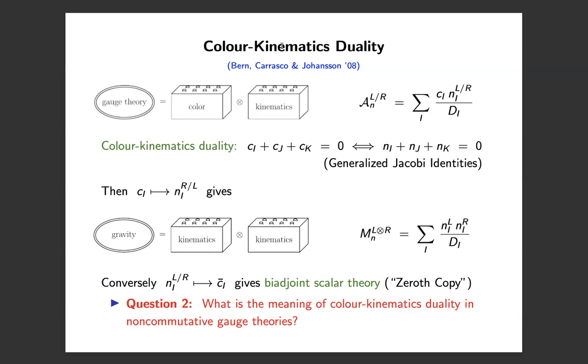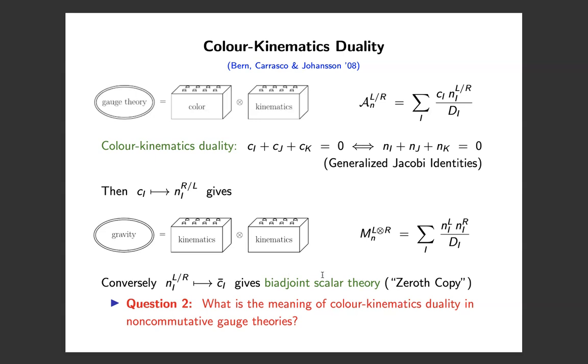So that's the perspective on the double copy based on color kinematics duality. And I just mentioned here that where this biadjoint scalar theory that I mentioned before comes from would be to do the converse operation, where if I take these kinematic numerator factors here and replace them by some color factors of a possibly different Lie algebra, this would give me the amplitudes of what is called the biadjoint scalar theory.